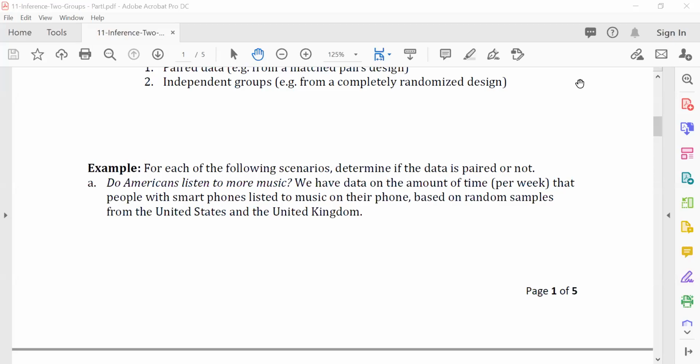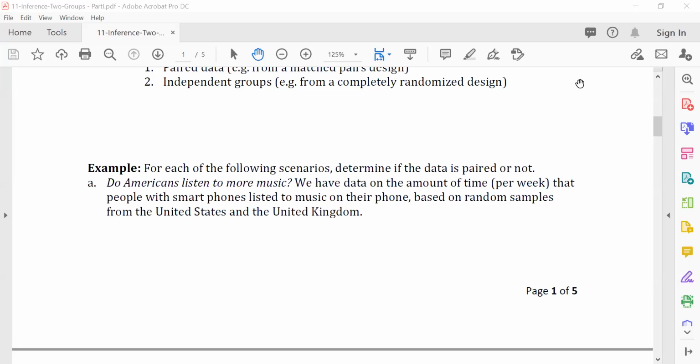Okay, so let's take a look at the answers to this example. Again, this is the discussion board 5 that I posted on Moodle. So for the first example A, do Americans listen to more music compared to people in the United Kingdom? They select random samples from the United States and the United Kingdom.